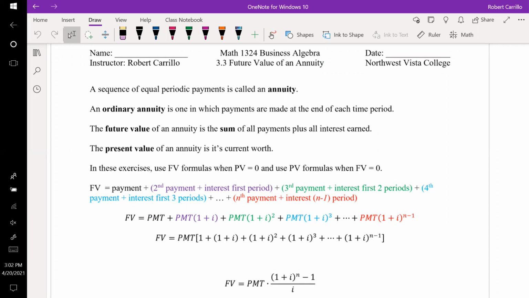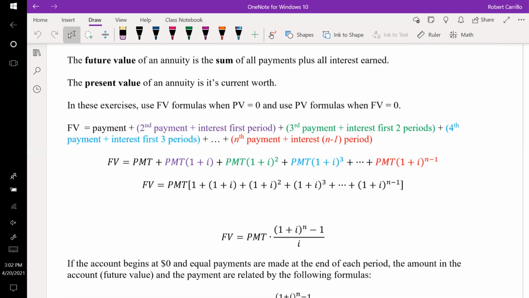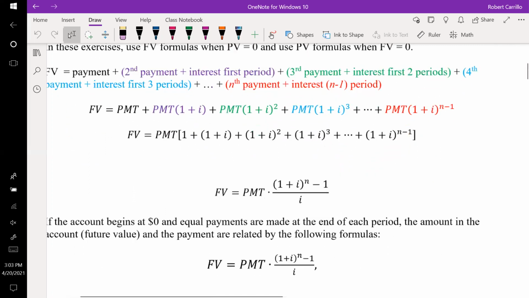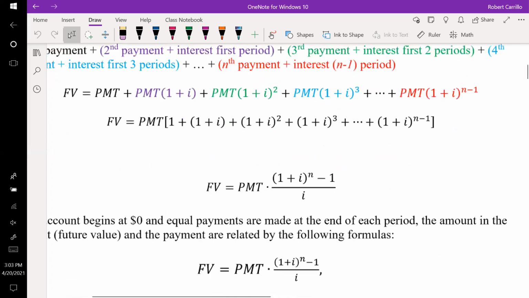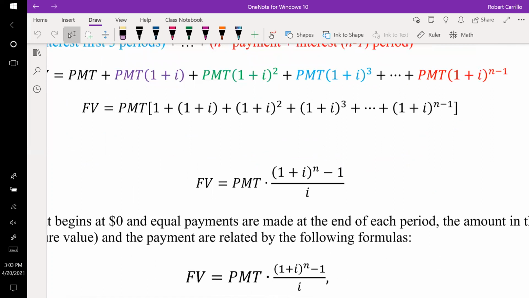Okay, so down below is just showing you how the future value formula was created. If you're going to make payments over time, so a second payment, a third payment, all the way to your final payment, then that can all be summarized into one formula, which is given by future value equals the payment times (1 plus I) to the n minus 1, all over I.